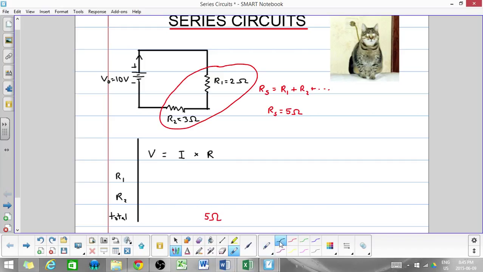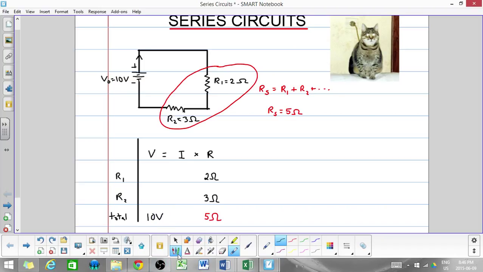Let's write in some other things in the chart because we've been given some other information. We know that the resistance of the first load is 2 ohms. And the resistance of the second load is 3 ohms. We're also given the potential of the source as 10 volts. That is the total voltage of the circuit, so that's going to go right there.